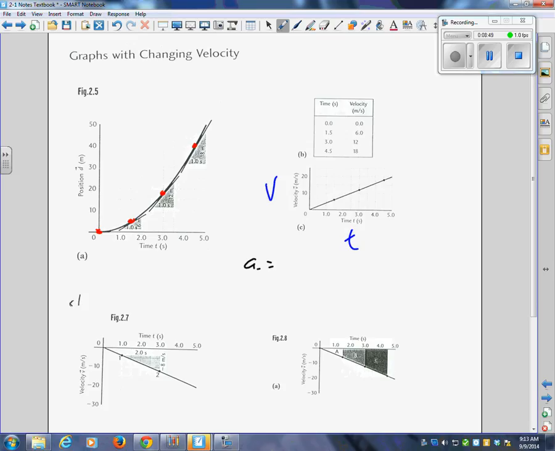They've got 18 minus 6 all over 4.5 minus 1.5. Okay? And they just pick those points. Does it matter which points you pick? It shouldn't. In this case, all the points are exactly on the line, so it really doesn't matter. And so what do they get for a slope? 4. 4 meters per second squared.